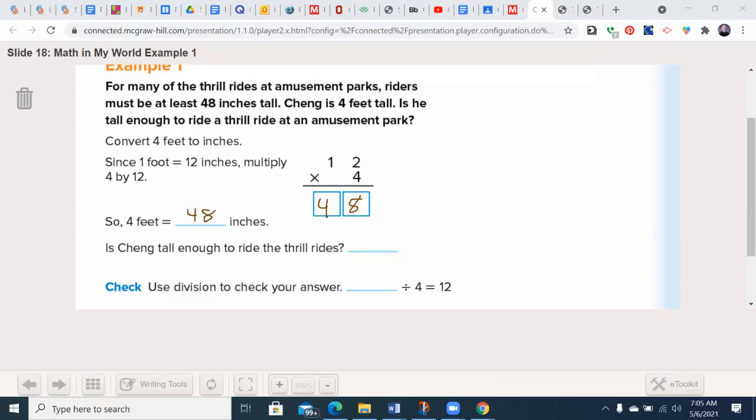Is he tall enough? Well, yes, just barely. You could check your answer. Right, you could probably do this one in your head. Let's write down the 8. Yep, works out perfect. So make sure you write in those measurements there.